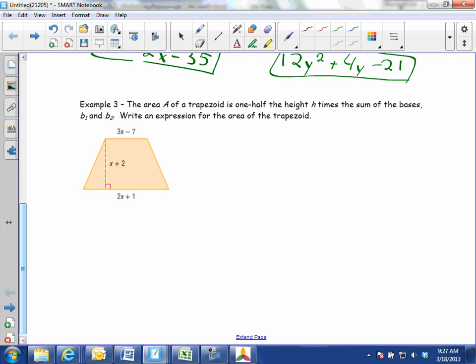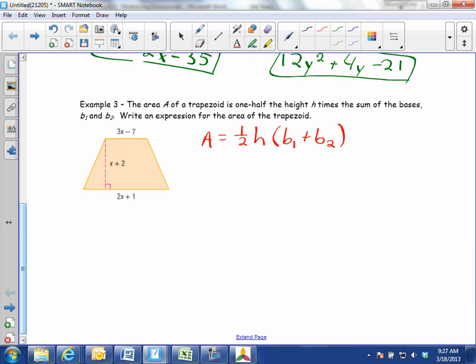Okay, let's do example 3. The area of a trapezoid is 1/2 the height, h, times the sum of the bases b1 and b2. Write an expression for the area of a trapezoid. So first let's write out what they tell us. The area of a trapezoid is: area equals 1/2 the height h times the sum of the bases. So base 1 plus base 2 times half the height.